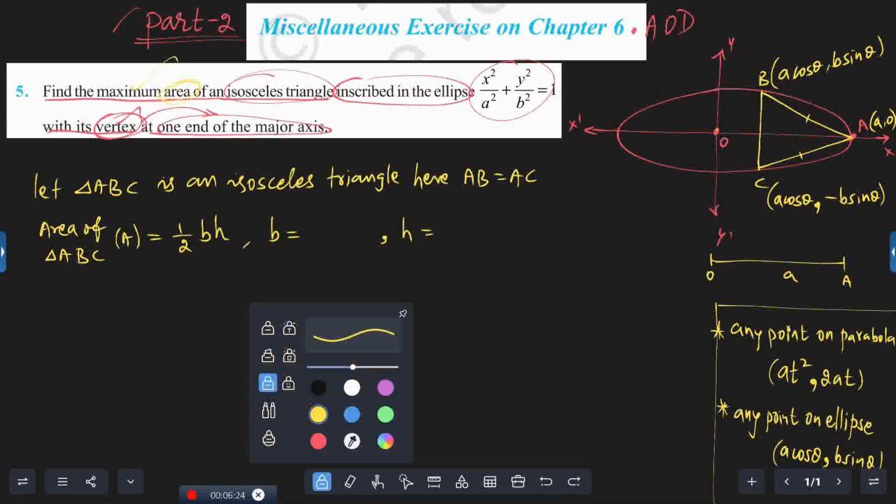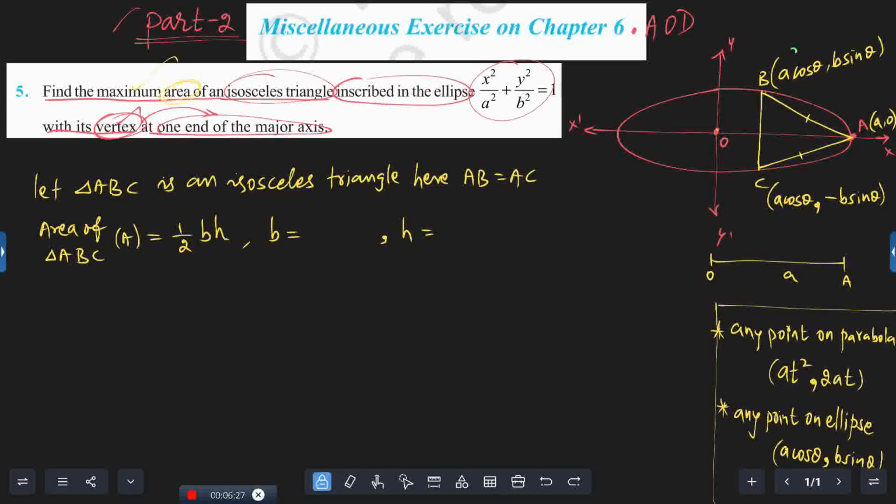What is the meaning of this? This is X, this is Y, I said. This distance, what can we say? O to this, A cos theta you can say. If you want, take any point D. So O to D is A cos theta. In the same manner, B to D is B sin theta. Here also B sin theta, even here also B sin theta.